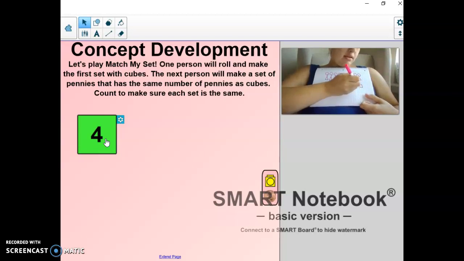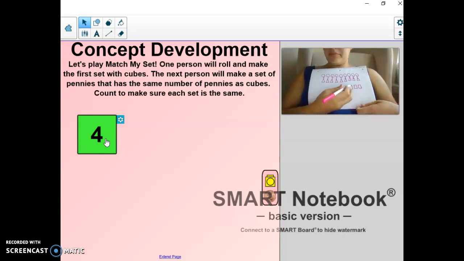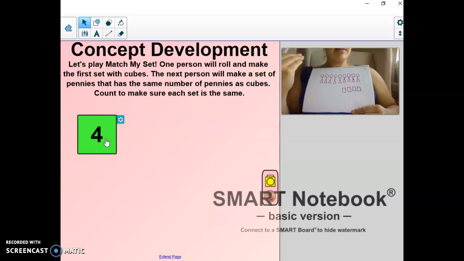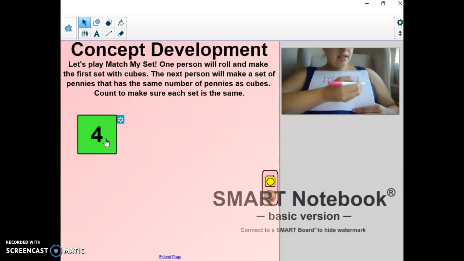1, 2, 3, 4. And then, if I'm drawing 4 squares and I need the same number in my next set, how many of my next shape am I going to draw? 4. Very good. So let's draw 4 rectangles. Remember, 2 sides the same, 2 long sides, 2 short sides.